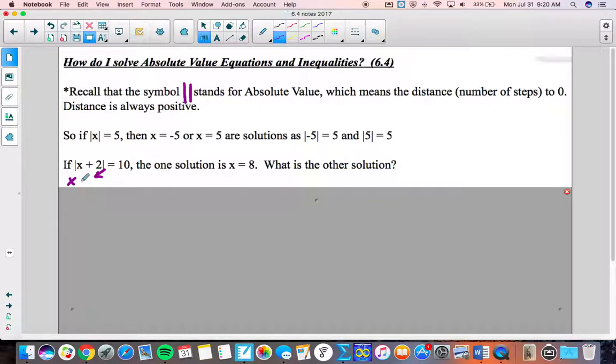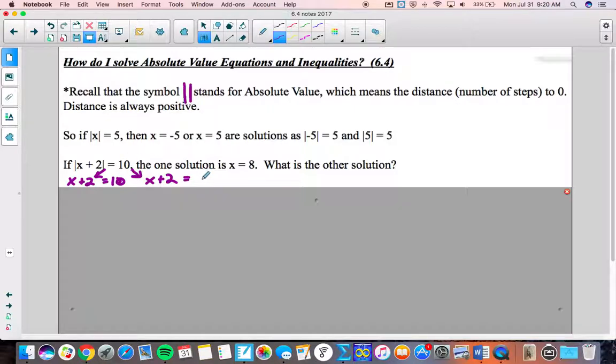We can go x plus 2 equals 10. Yes, I took away the absolute value sign. Doesn't solving this still get you that 8 that we know is one of the answers? Well, how do we get the second answer? We're going to take away the absolute value sign. So we're going to go x plus 2 equals, well, if I ended up on 10, that's 10 steps to 0. That's why 8 works here. 8 plus 2 gives me 10 steps to 0.